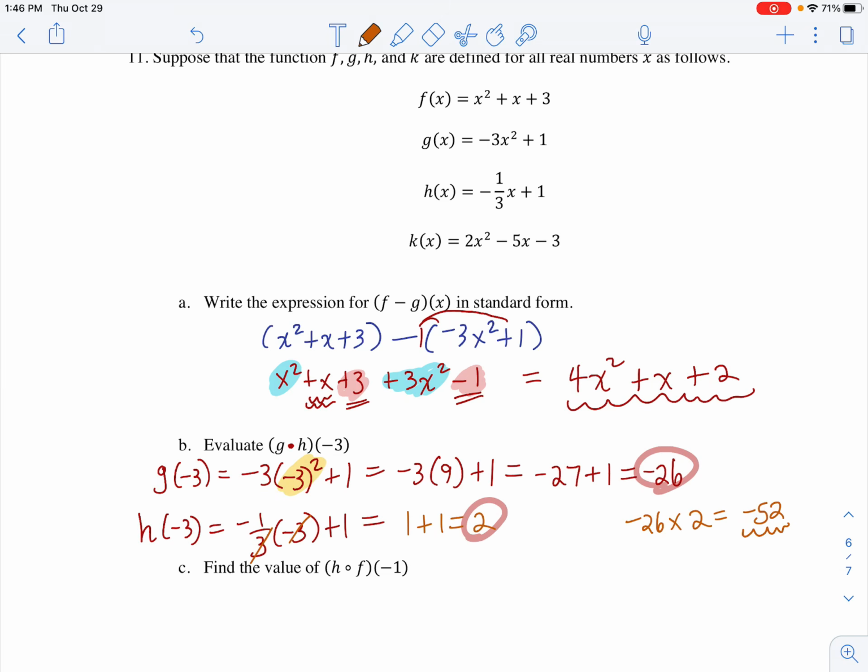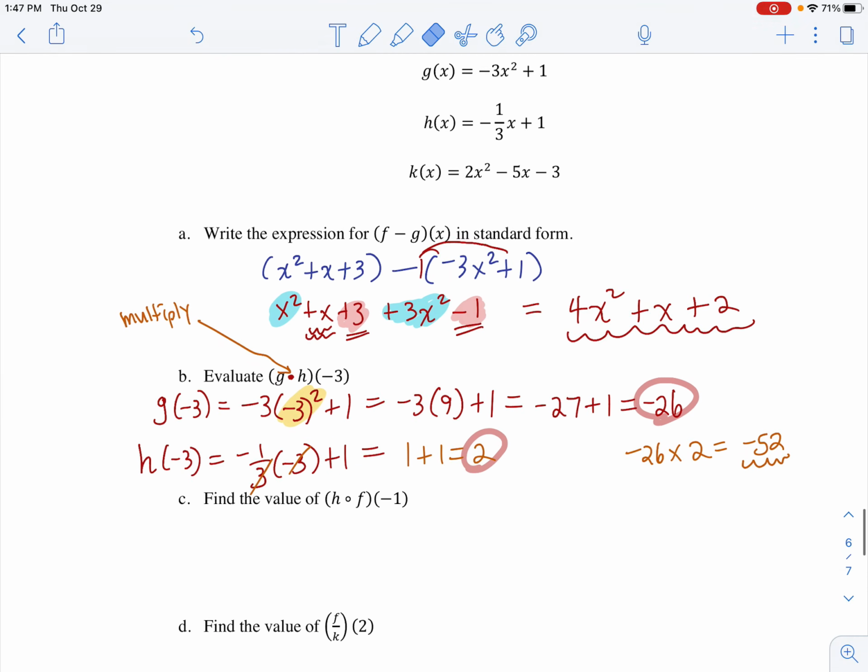Next one. Now this one isn't multiplication though. Now, this was multiplying, this closed circle. This is multiplying, but that means composition. That means composition. So this is not the same thing as h of negative 1 times f of negative 1. That is not what we are trying to do here. We're trying to do a composition of two functions.